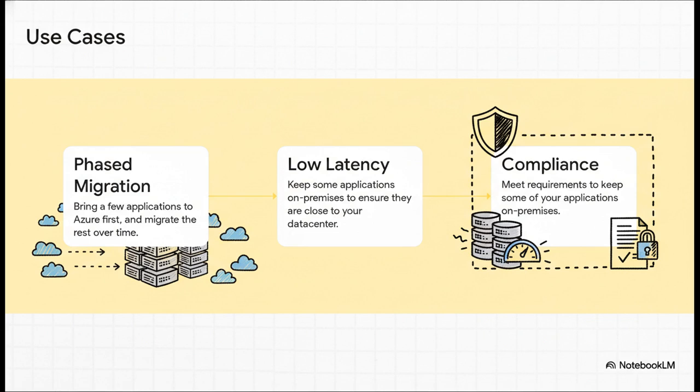It's way less risky. Second reason, latency. Maybe you have some apps that just have to stay physically close to your on-prem data for performance. And third, there's compliance. You might just have rules, no ifs, ands, or buts, that say certain apps or data must stay on premises. In those three cases, yeah, a subnet extension can be an absolute lifesaver.